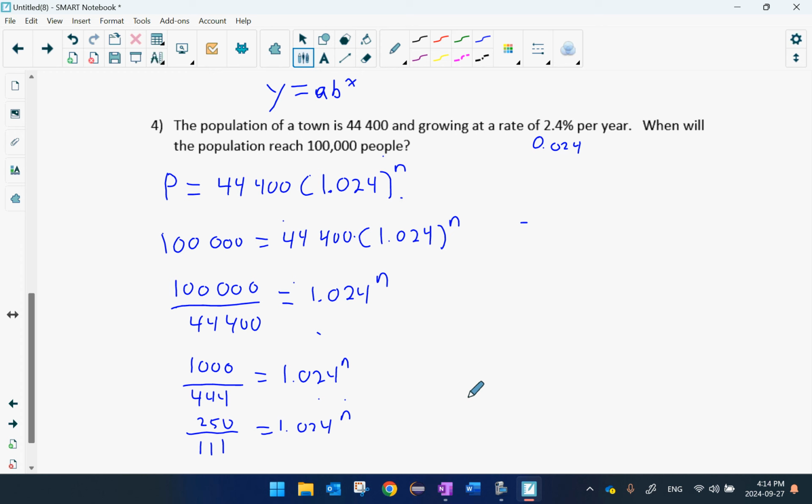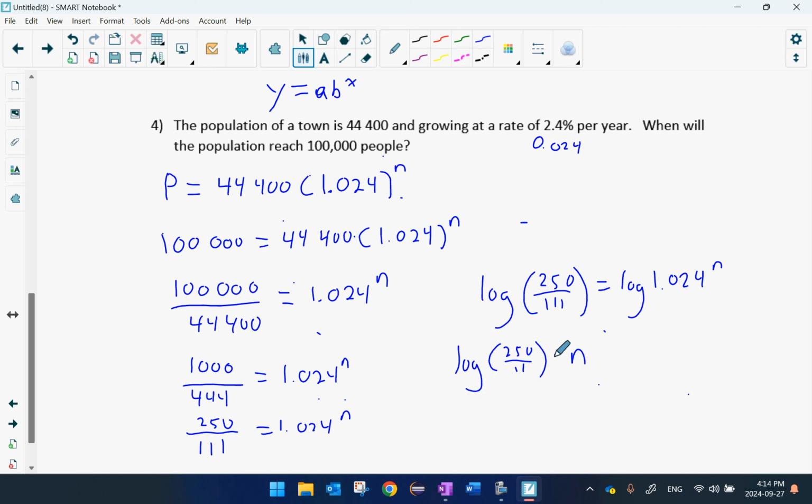And from there, we're ready to take the log of both sides. So the log of 250 divided by 11 equals the log of 1.024 to the power of n. That allows us to bring the exponent down like so.